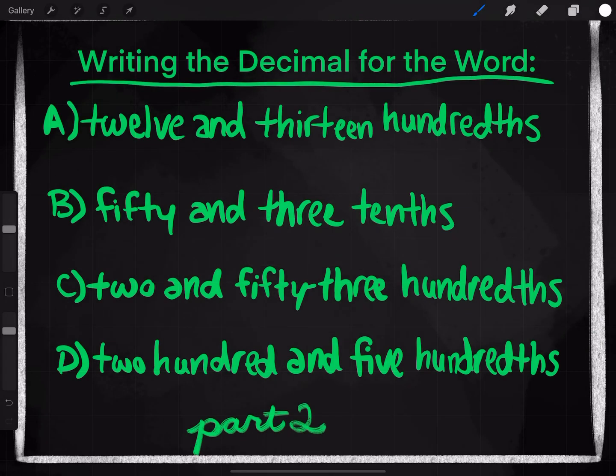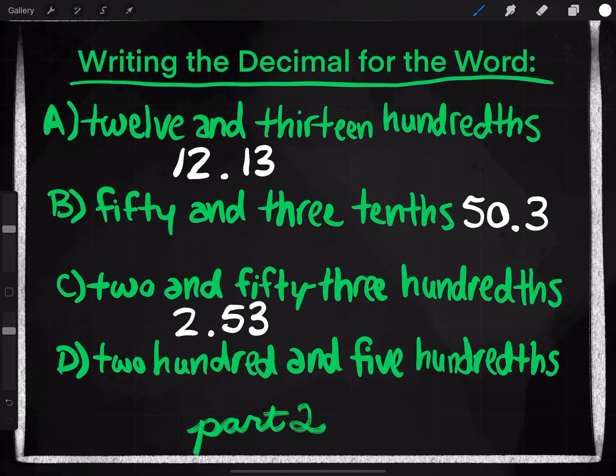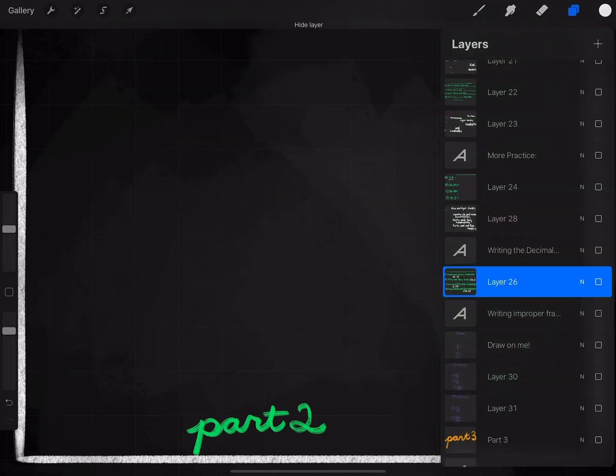All right, so here we'd write 12 and 13 hundredths. Here we'd write 50 and 3 tenths. 2 and 53 hundredths. 200 and 5 hundredths. So that should be what you got there.